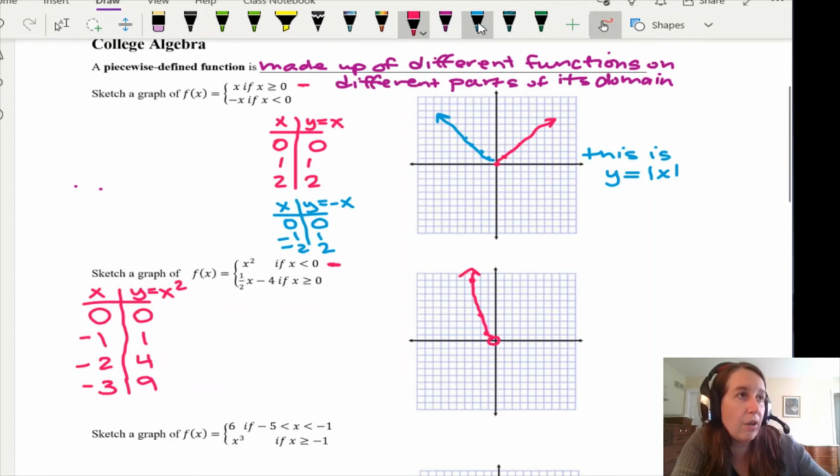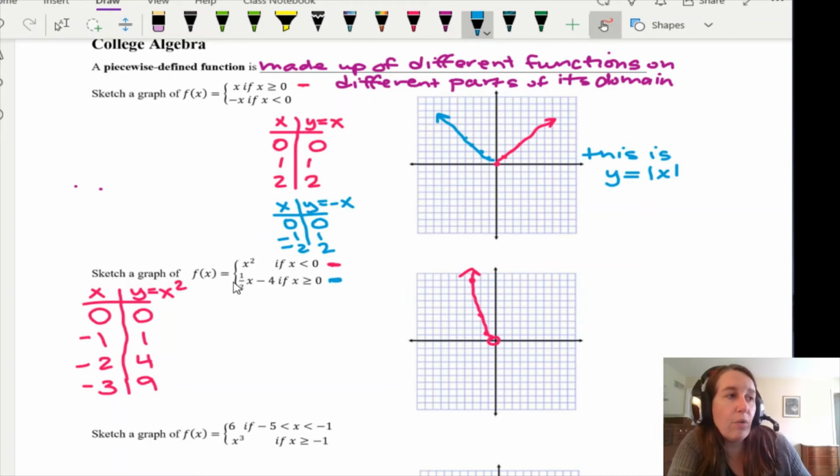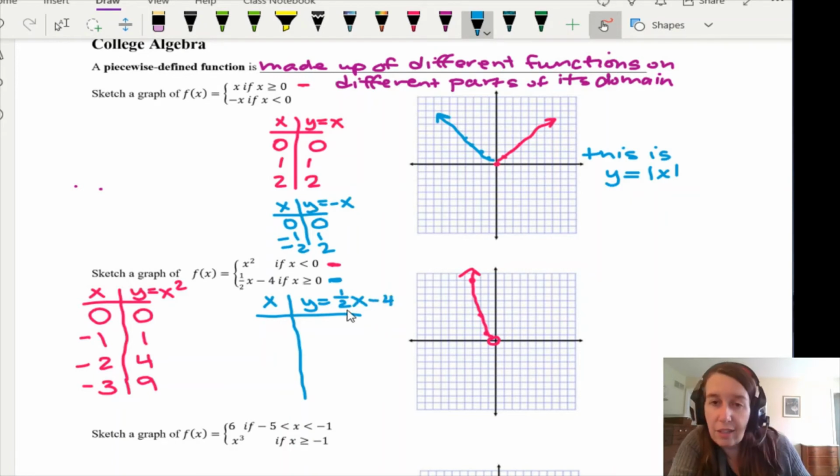The second part of our function, let's do that in this blue again. So this says 1/2 x minus 4. So x, and the y value will be y equals 1/2 x minus 4. That's a linear equation. That's going to be a line, y equals mx plus b. And that's fine. And that is if x is greater than or equal to 0.